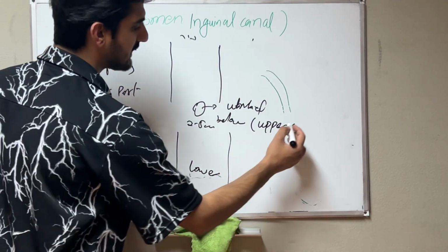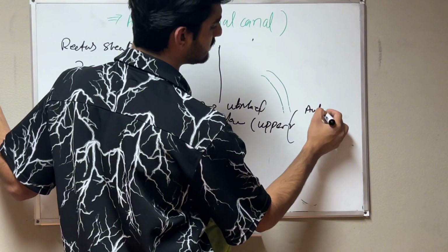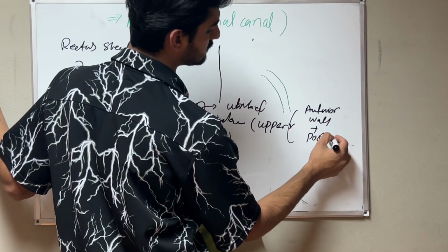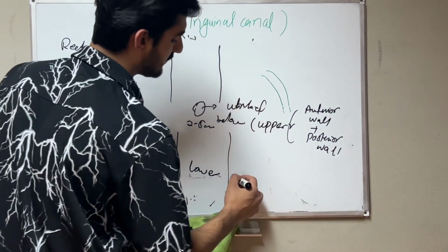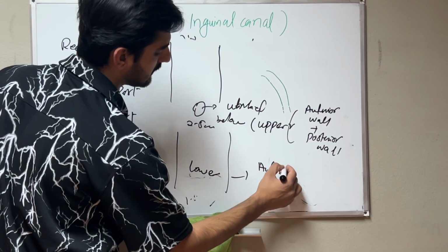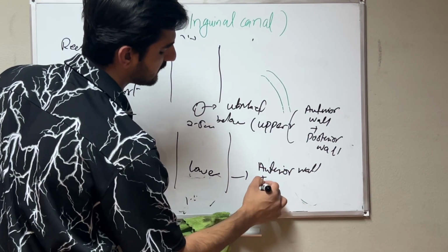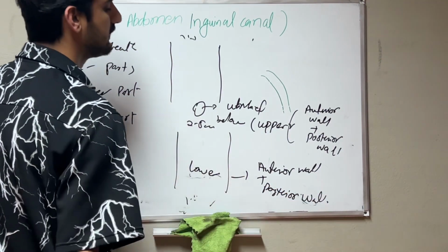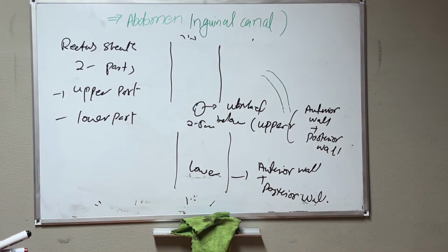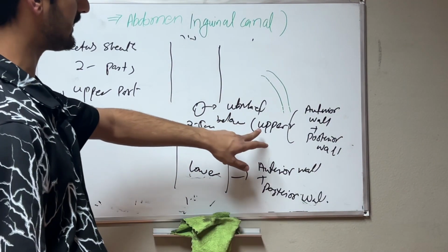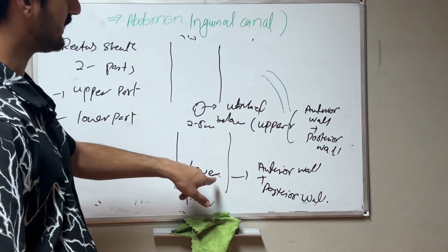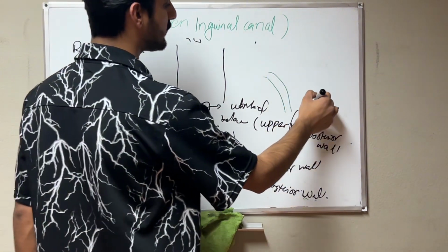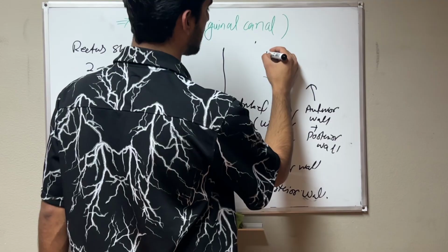Okay. The upper part is divided into two walls, an anterior wall and a posterior wall, and the lower part is also divided into an anterior wall and a posterior wall. These are the parts of the rectus sheath. Continuing with the anterior wall of the upper part of the rectus sheath and the lower part: the anterior walls are formed by the aponeurosis.